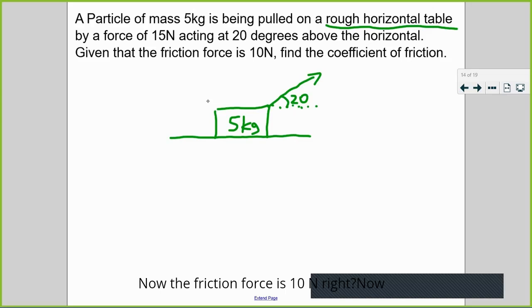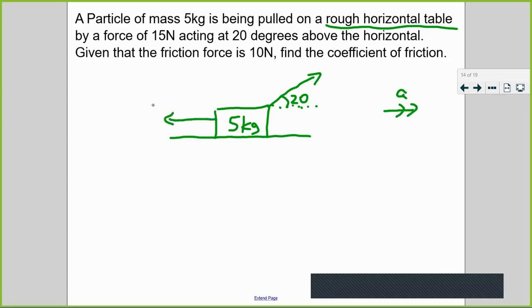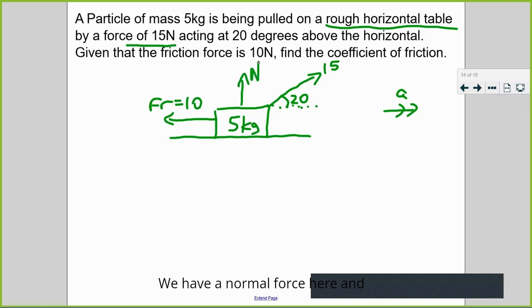Now, the friction force is 10N. If you look at the pulling force, it's at 20 degrees, so the object will move to the right. Now, friction will be opposite, which is this way, and the friction will be 10. This force was 15, the pulling force. We have a normal force here, and the weight will be 50.